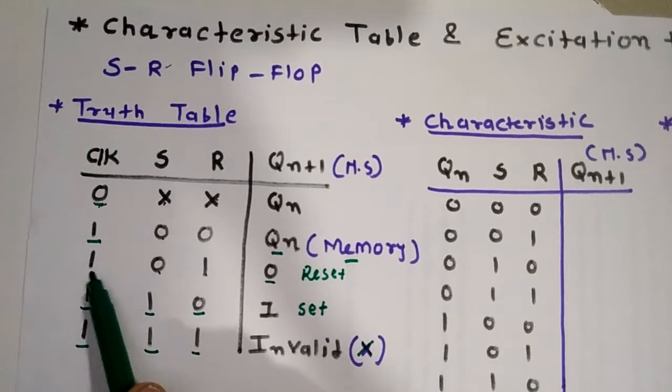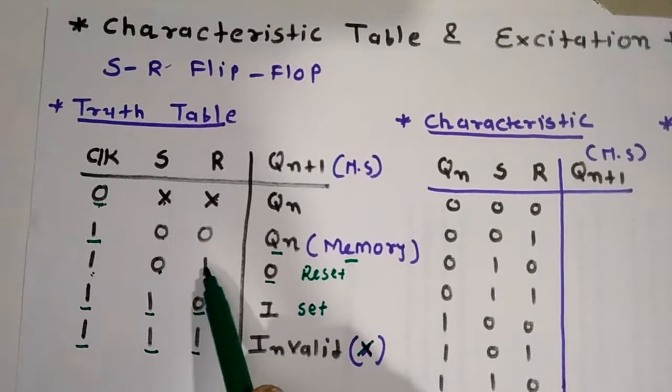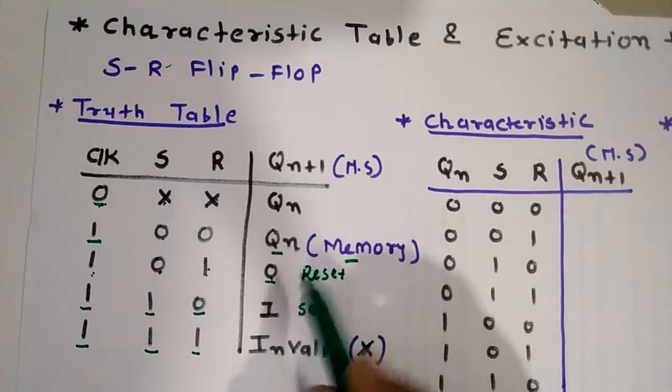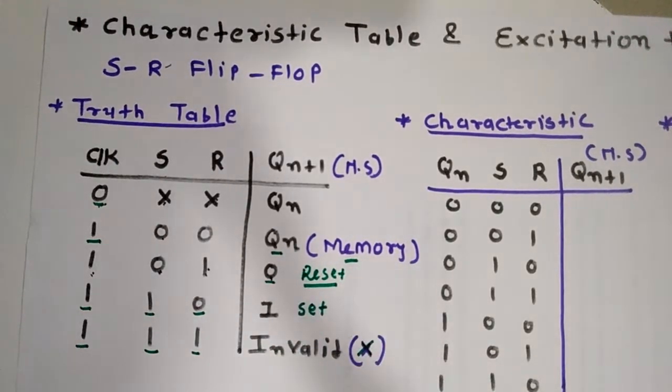If clock is equal to 1 and S is equal to 0 and R is equal to 1, then the output of SR flip-flop is 0, that means reset condition. If clock is 1, S is equal to 1 and R is equal to 0, then the output we get from the SR flip-flop is 1, that means set condition.